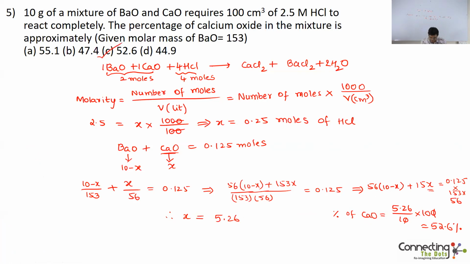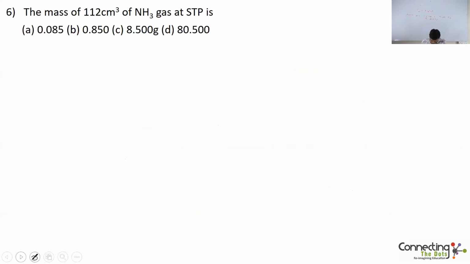Okay, let us look at the next question. The mass of 112 cm³ of ammonia gas at STP is how much?